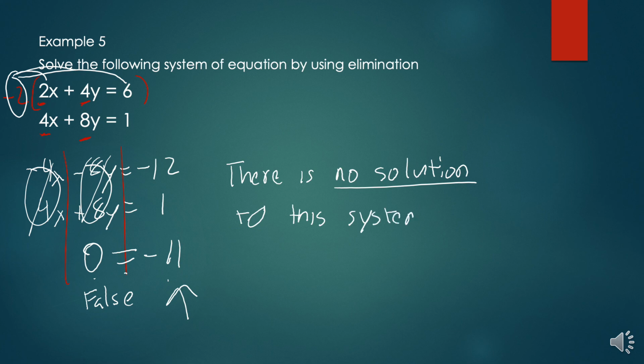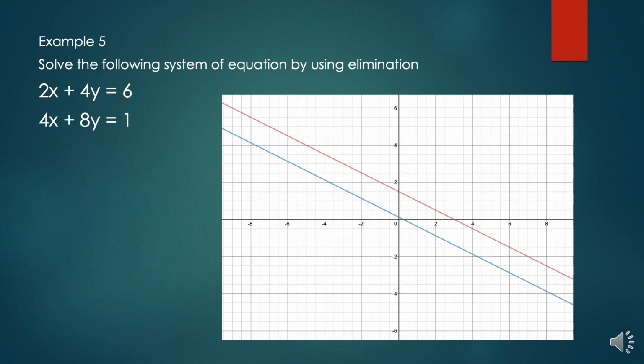And if you remember correctly, guys, if there is no solution, that means these lines are parallel. So make sure you always graph to check your work. And so you see the lines are parallel, so that means no solution.